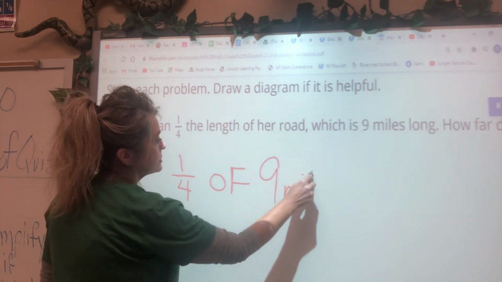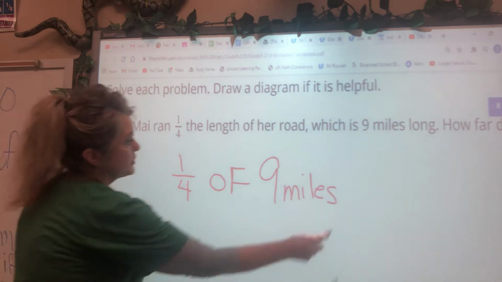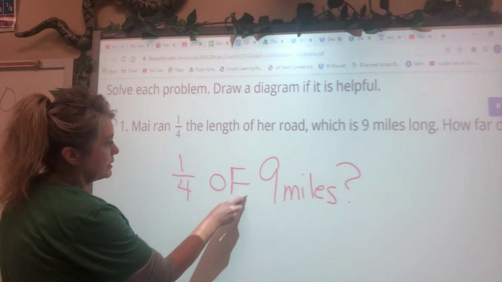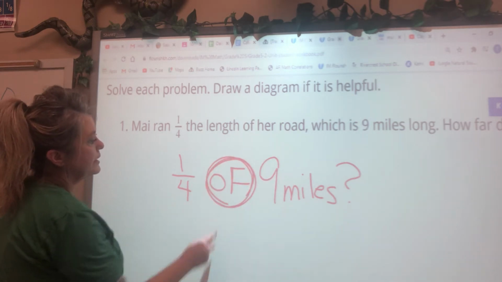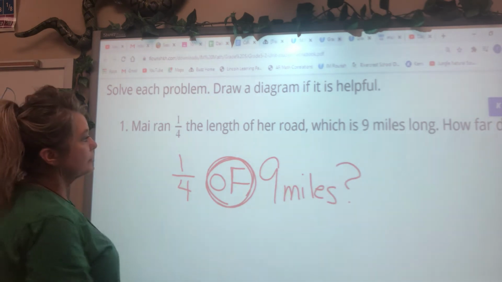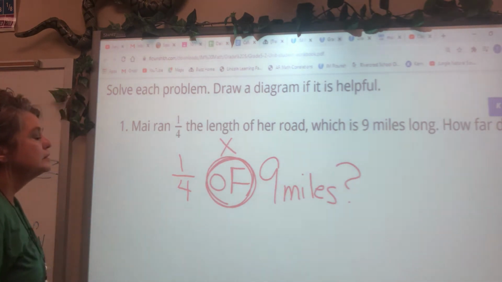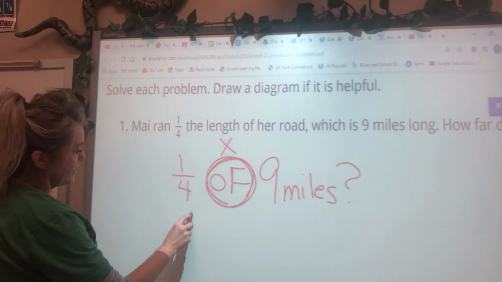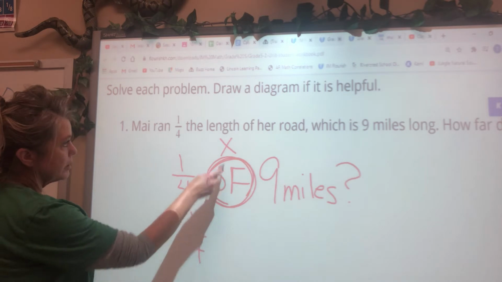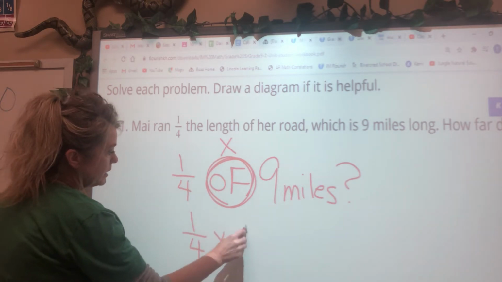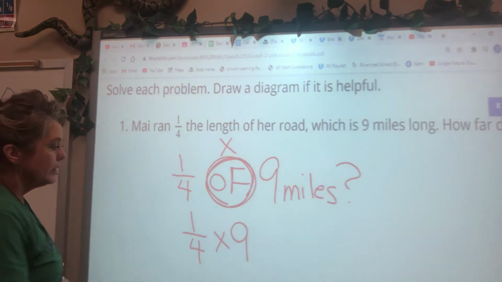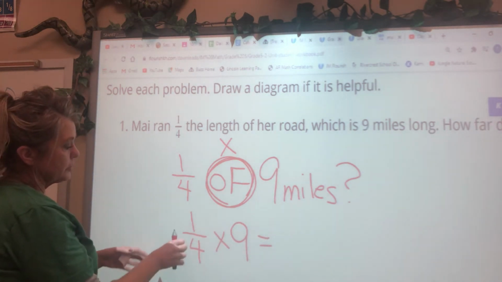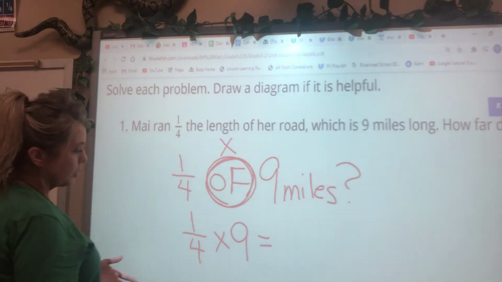1/4 of 9 miles. So that's what they're asking in English, and we talked the other day that over 95% of the time in math, the word of means multiply. So if we now take this English and turn it into Mathlish, we would have 1/4 of, which means multiply, 9 miles. Now, just like we did a minute ago, it doesn't matter if the whole number comes first or if the fraction comes first. We work the problem the same.